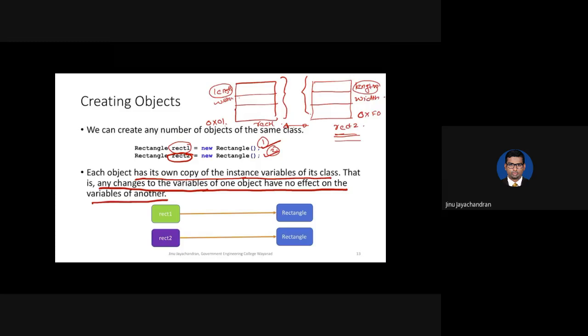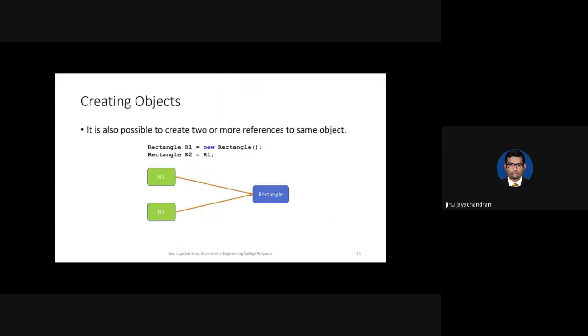അപ്പോൾ rect1 റെക്റ്റാങ്കിൾ ആണ്, rect2 റെക്റ്റാങ്കിൾ ആണ്. അപ്പോൾ ഞാൻ rect1 വെച്ചിട്ട് എന്തെങ്കിലും ചെയ്തു കഴിഞ്ഞാൽ it will not affect whatever is there in the memory of rect2. So there's a very important concept: when you instantiate two objects with the new command, the two objects will be in two totally independent memory locations.